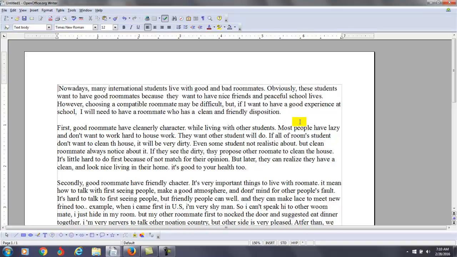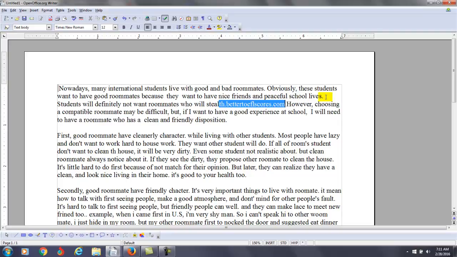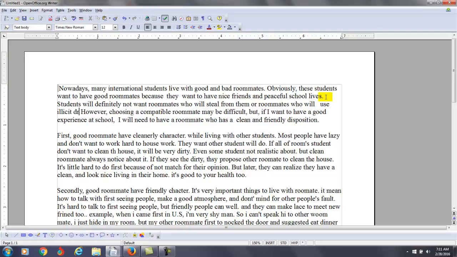So how about we develop this idea? Definitely not want roommates who will steal from them or roommates who will use illicit drugs.